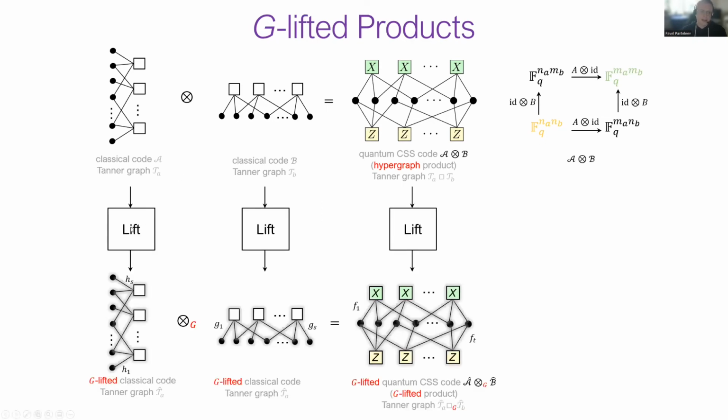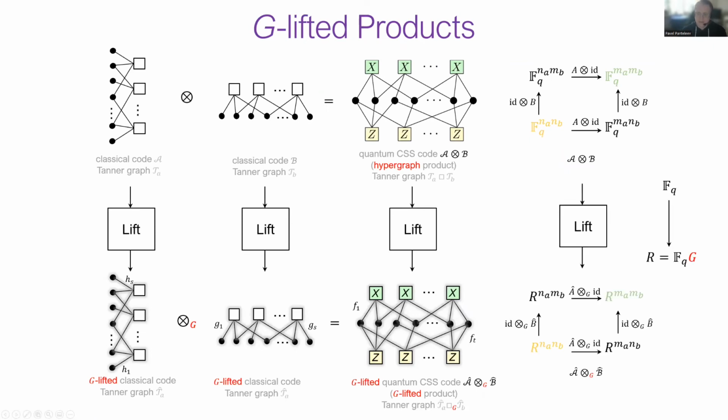This hypergraph product can also be described by this complex. Okay, now we can lift these classical codes and obtain lifted Tanner graphs. And then we can apply our lifted product construction and obtain these new lifted Tanner graphs. This would define what we call a lifted product code, and this lifted product code can also be described algebraically using this diagram.